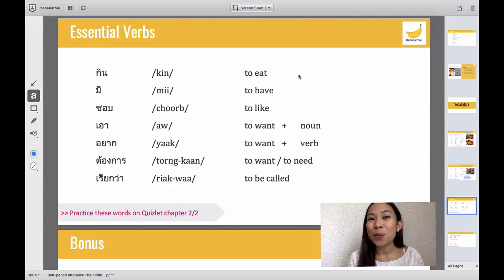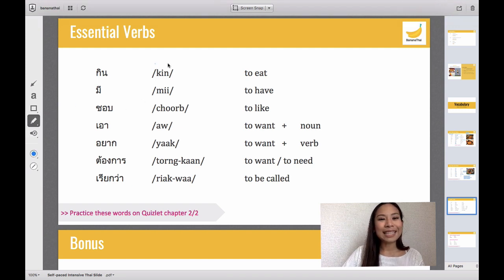I hope you enjoyed practicing Quizlet chapter 2/1. Now come back to the vocabulary part again. But this part will be essential verbs. So the verbs that are essential, important and commonly used in your daily life, especially with food. Okay, start from the first one.